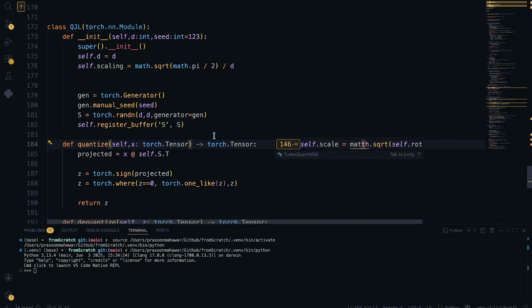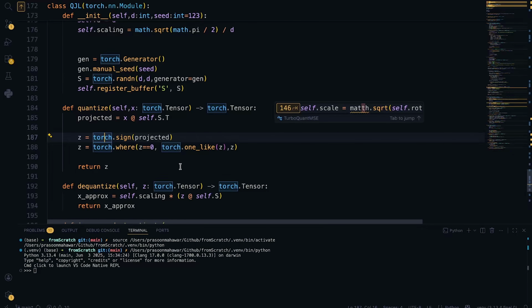As I was saying, projected equals x multiplied by the transpose of s; this multiplies the batch of input vectors by the transpose of s. Each row s_i of s computes the dot product s_i dot x for each input vector. The result is a batch by d matrix of projections, and then z equals torch.sign of projected, which takes the element-wise sign. Each coordinate becomes either +1 for a positive projection or -1 for a negative projection. This is our 1-bit quantization. We only store whether the projection was positive or negative.